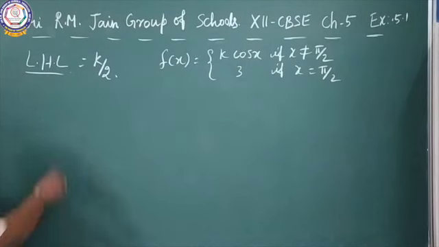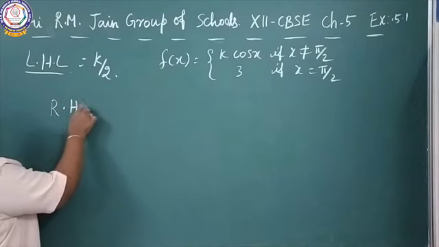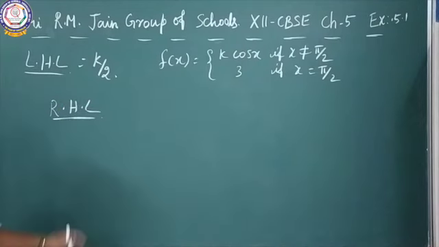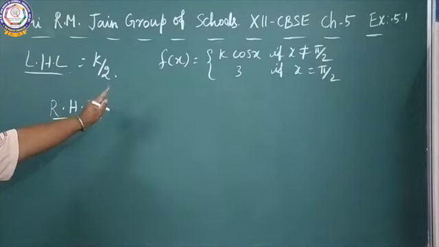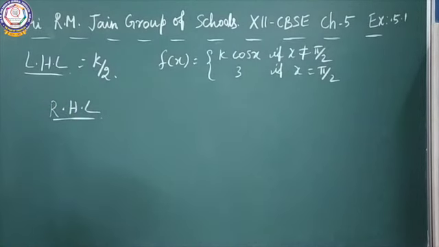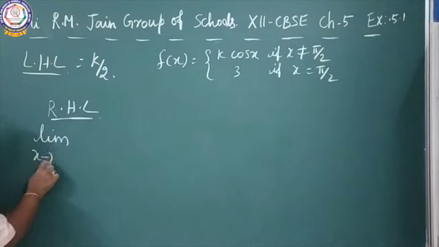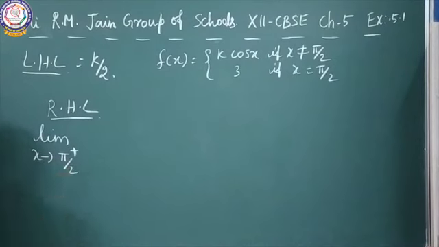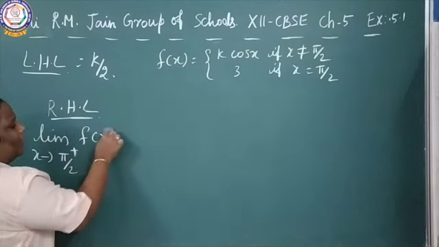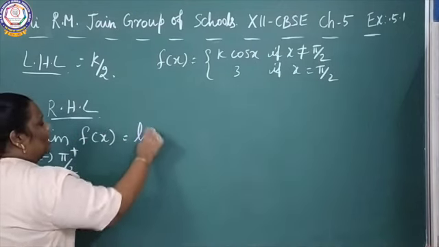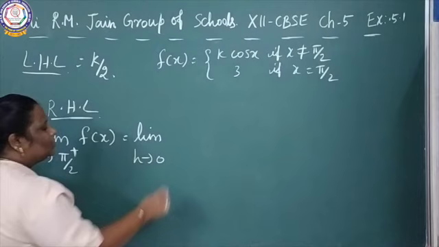Right hand limit. The left hand limit value is k by 2. Now you are going to check the right hand limit. Limit x tends to pi by 2 plus, f of x equals limit h tends to 0.